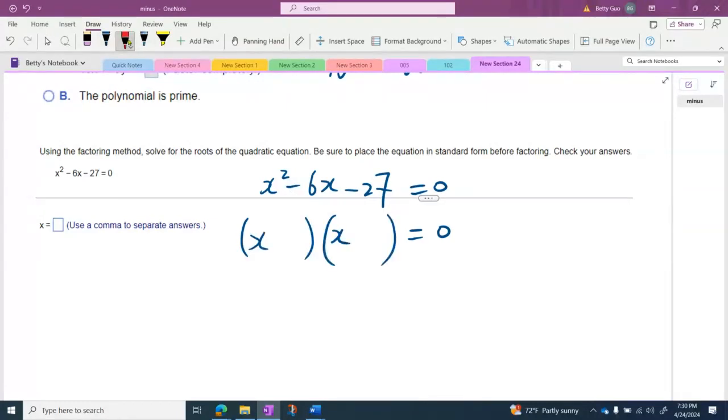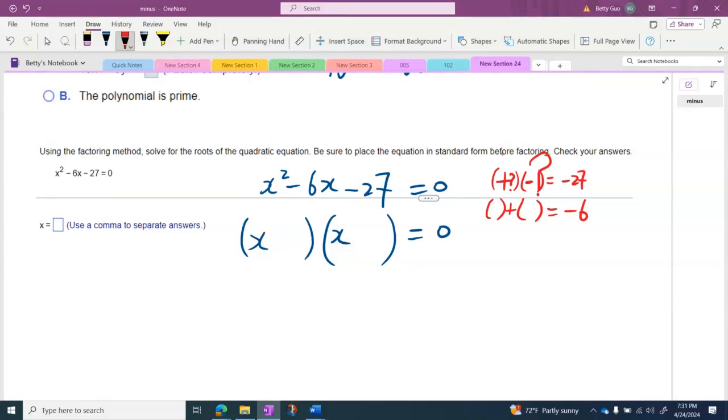We are looking for two integers that multiply to negative 27 and add up to negative 6. So the two integers have to have an opposite sign, and the negative number has a bigger absolute value, the positive number a smaller absolute value. This should be case number 4. If two integers multiply to negative and add up to negative, then the two integers must have an opposite sign, and the negative number has a bigger absolute value.